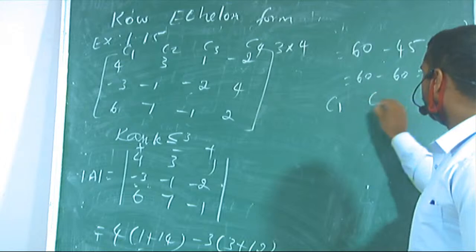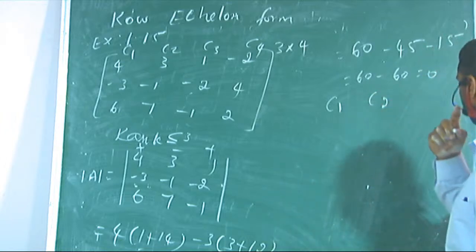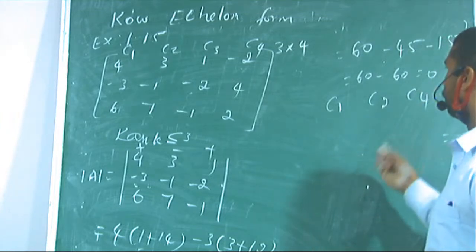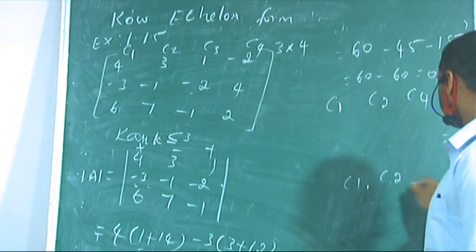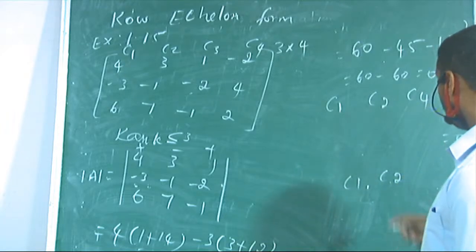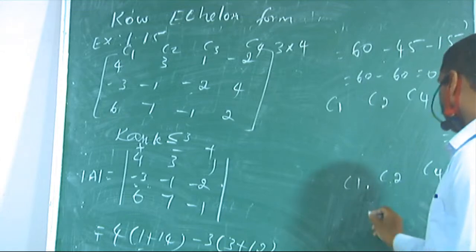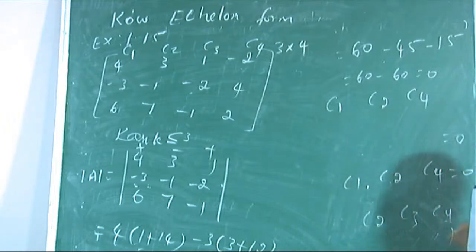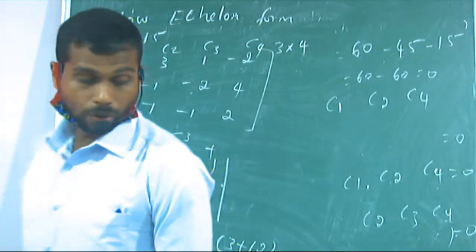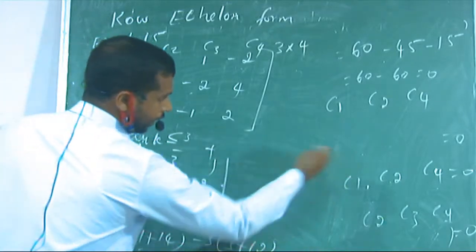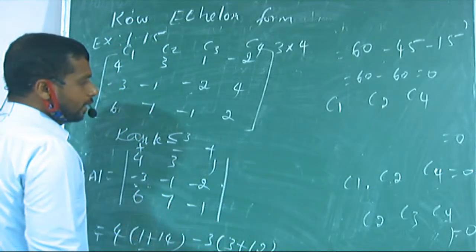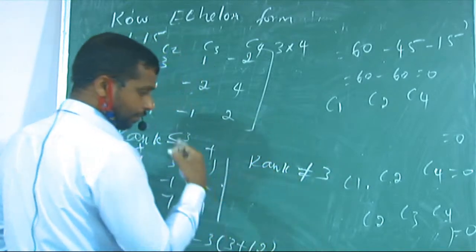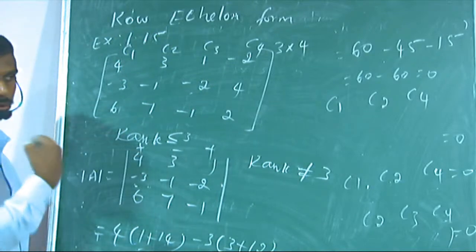Again you can compare with C1, C2, C4. Okay, you can compare it. Here also a 0 term will come. Next you can compare with C1, C3, C4. The last one, C2, C3, C4. Each and every time the value will be 0. You can check it for your homework, okay? You will get 0. Therefore, each and every time it is 0, which means we can say the rank is not equal to 3. So we should move on to the next step.